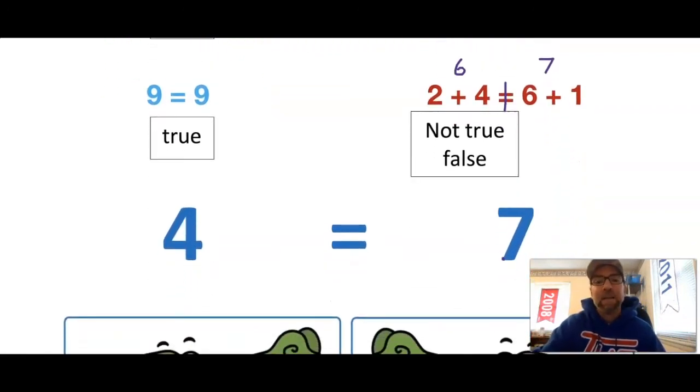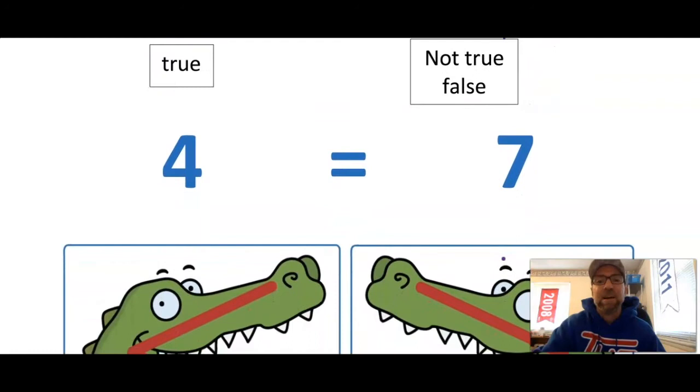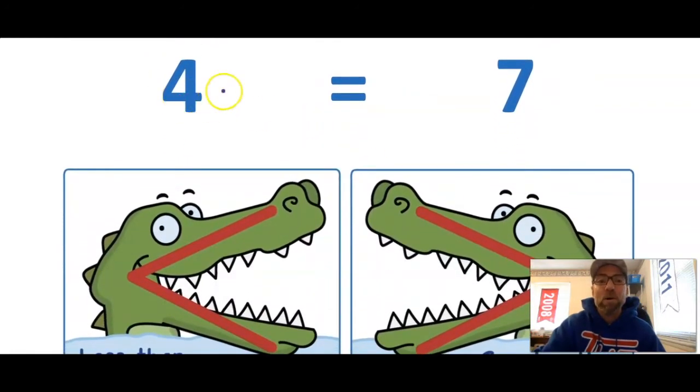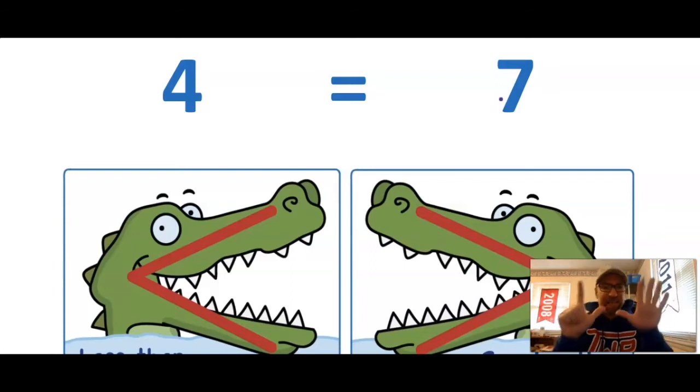Take a look at this number model that I have on our screen. 4 equals 7. Is that a true number model? Absolutely not, right? 4 does not equal 7. They're totally different numbers. They're different amounts. 4 fingers and 7 fingers, it's not the same.